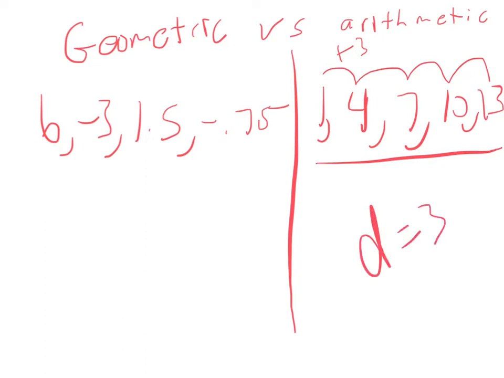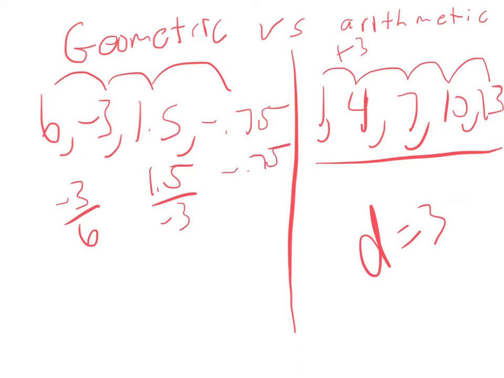A geometric sequence is the same idea, but instead of adding or subtracting, you're multiplying or dividing, so that the ratio between any two consecutive terms has to be the same. For instance, if I do negative 3 divided by 6, that would be the same as 1.5 divided by negative 3. That would be the same as negative 0.75 divided by 1.5. In all cases, my ratio, or my R, is negative 1/2. Geometric sequences have a ratio that is common between every term. Arithmetic sequences have a difference that is common between every term.